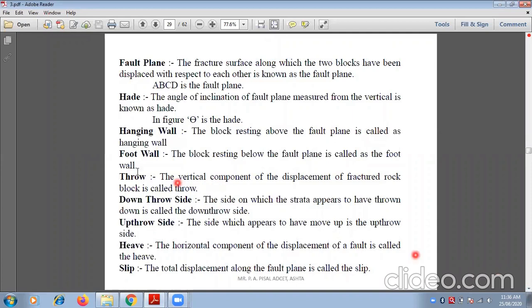Now next we are going to see about the throw. Throw, heave and slip, these are the three important terms. Now throw is the vertical component of displacement of fractured rock block. Remember here, vertical component of displacement is considered as a throw.